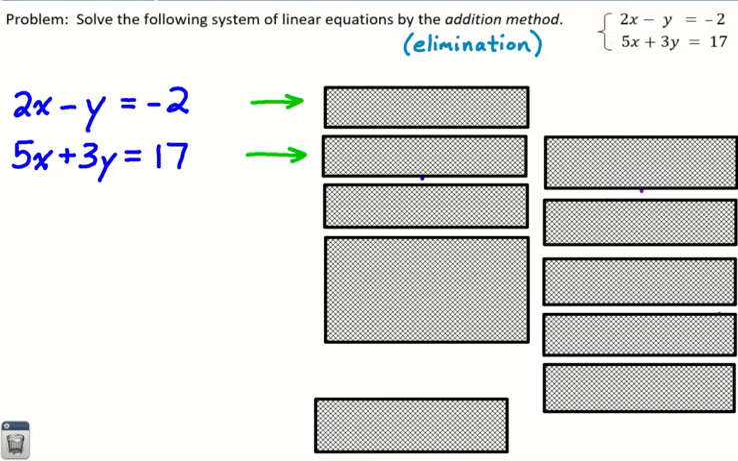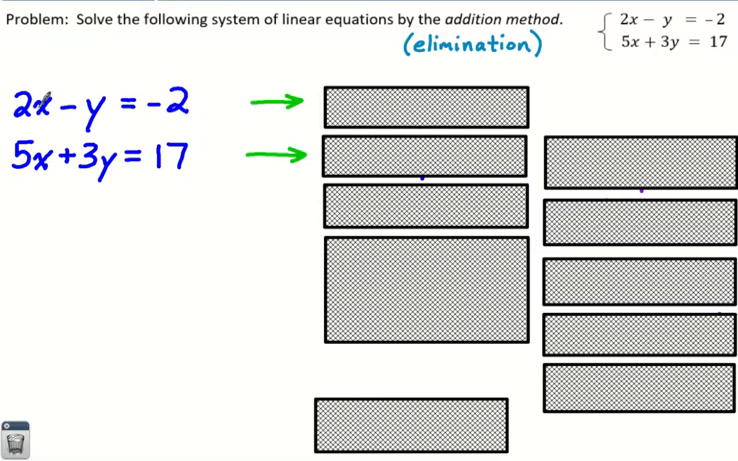As I said already, this method involves adding the equations together, but it's not going to make any sense to do that unless the x's or the y's are opposites of each other, because when we add the equations together, we want either the x's or the y's to cancel out and kind of go away for a moment, okay? So here's what I'm going to choose to do.